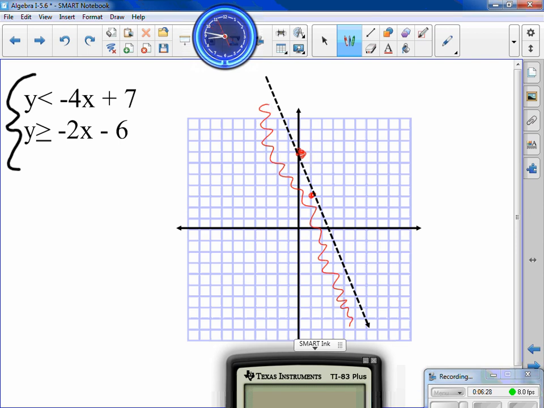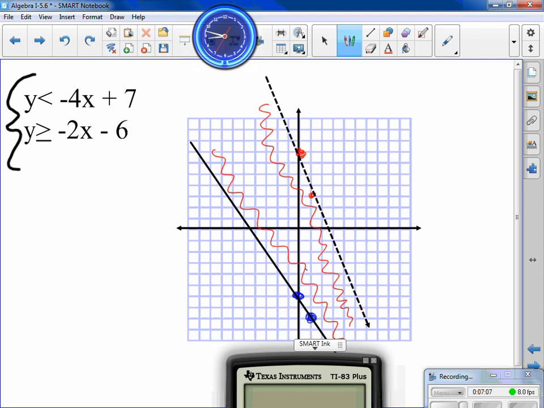Where's the next one? Where do I start at? Start down 6. -2 means down 2 to the right 1. I could go up 2 to the left 1. It's the same exact thing. What's my dot or solid? Where's my shading go? Above. Where do they share?